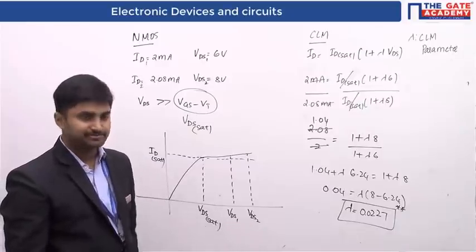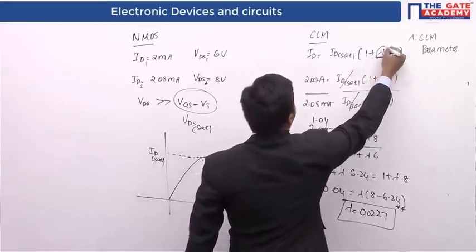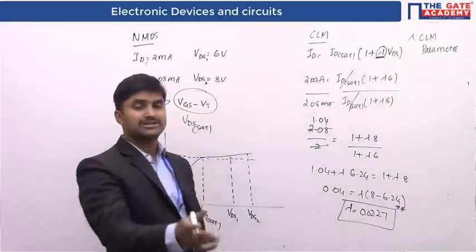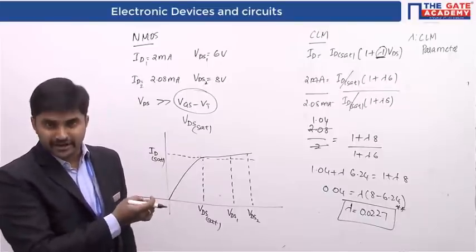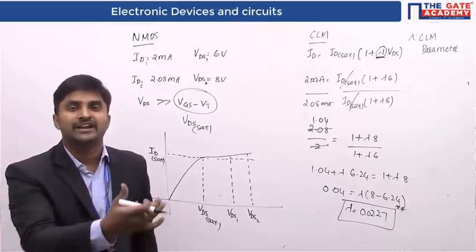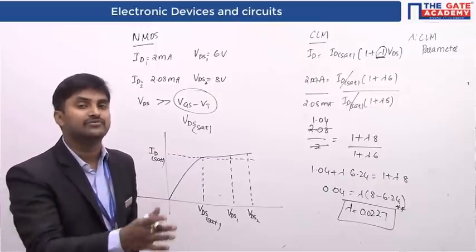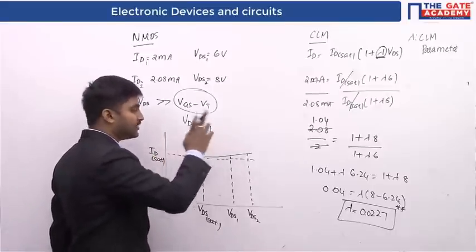Is it clear? Lambda is nothing but the channel length modulation parameter. This is what we have to find out, because it tells how much effect channel length modulation has on the drain current. Ideally, I want my drain current to be constant when it enters the saturation region. But because of channel length modulation, you can see a marginal increase in the value.